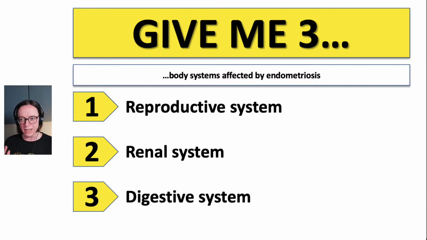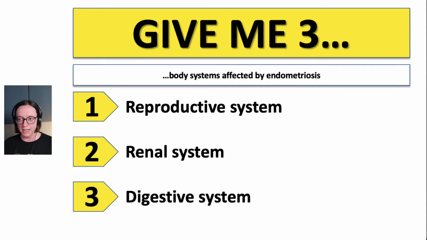However, as I said, the tissue can also grow on the bladder and the ureters, so it affects the renal system. And it can also grow on the bowel, which is part of your digestive system. So endometriosis doesn't just affect the reproductive system, it has effects on the rest of the body too.